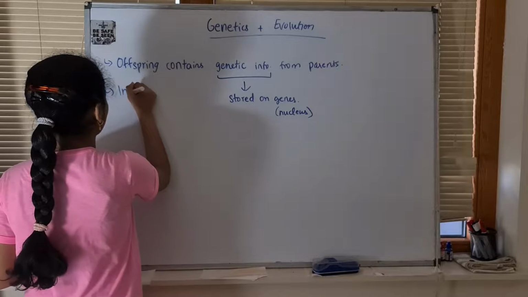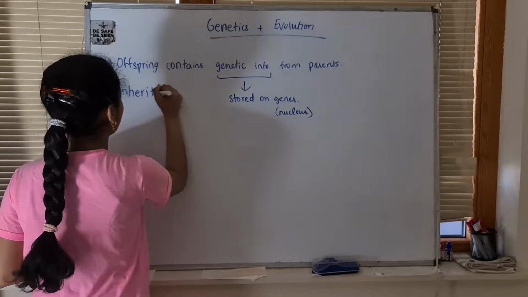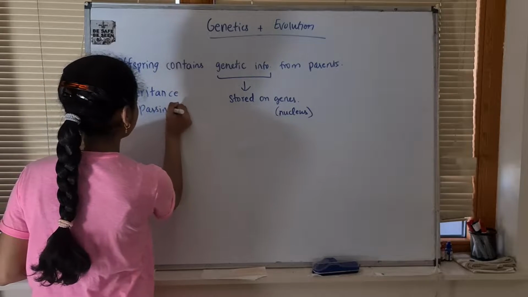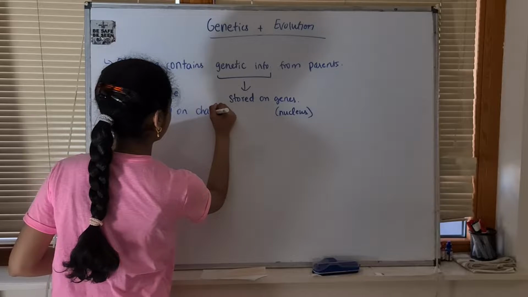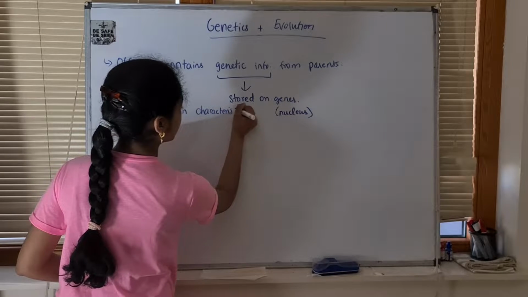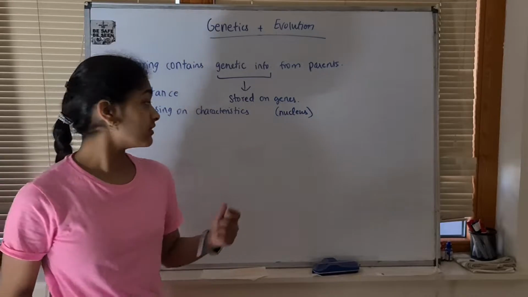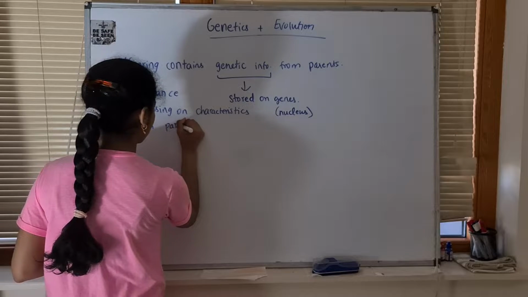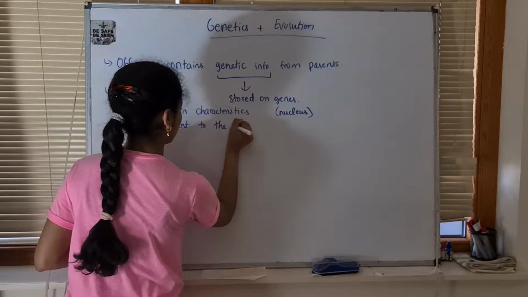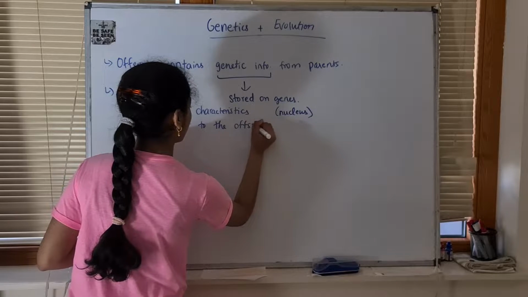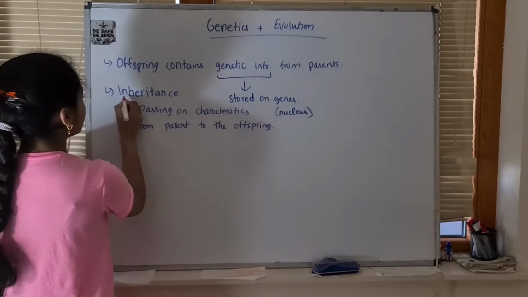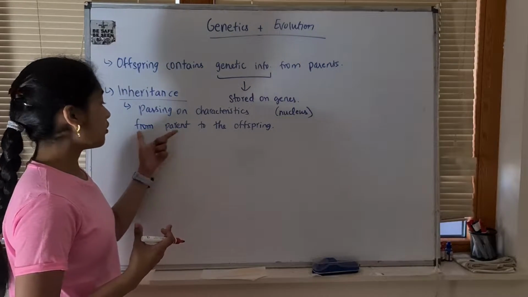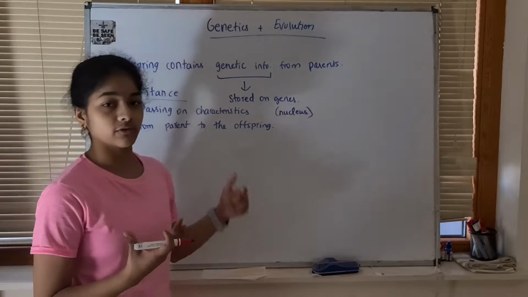Inheritance. This is another term that we have to understand. Inheriting means passing on characteristics from parent to child, to the offspring. This is the meaning of inheritance: passing on physical characteristics or genetic characteristics from parents to the offspring.